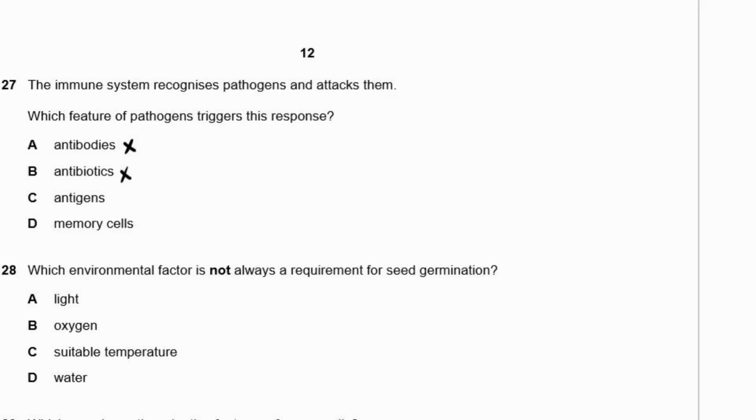Antibiotics, they're things you take to kill bacteria, but they're not on the pathogens themselves. Antigens, the pathogens will have antigens that identify themselves. So I'd say that's an answer. And memory cells, those are in the body again. They're not on the pathogens. So the answer to this is C.